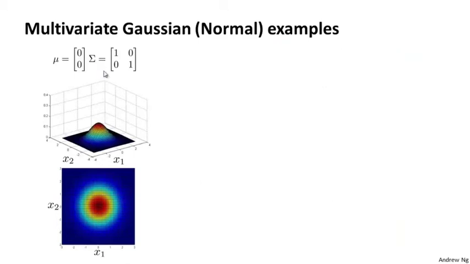The other thing you can do is also vary the mean parameter mu. Originally we had mu equals 0, 0, and so the distribution was centered around x1 equals 0, x2 equals 0, so the peak of the distribution is here. Right?